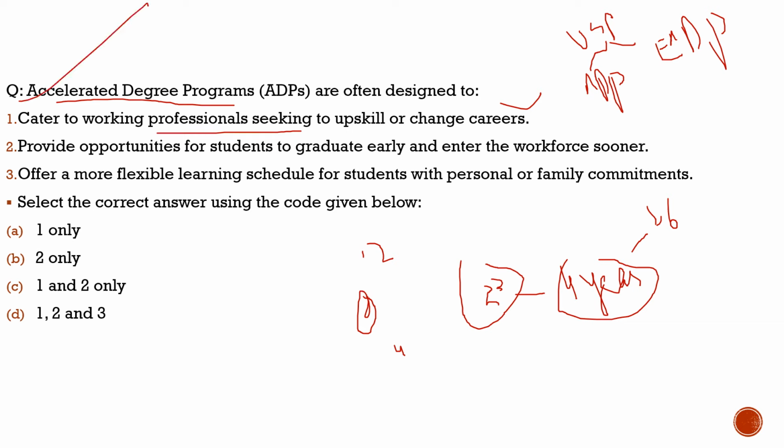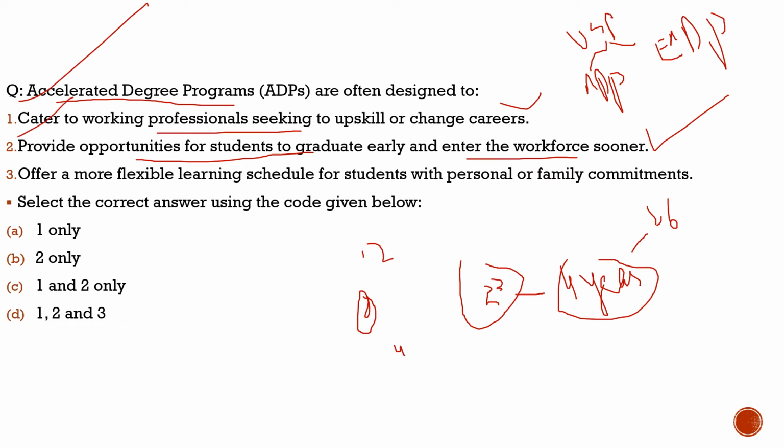Second statement, provide opportunities for students to graduate early and enter the workforce sooner. 100% correct. There are families who are very much dependent on their children because they give them education so that they can earn. And they have to wait these years first to do their BTech, then go for the masters, or do their honors, then go for the masters. It is very time consuming, there is a huge burden on the family, and once such a burden is on the child, he gets depressed. If he is able to complete this course in 2 years, he will be available for the workforce sooner. So this statement is also correct. Nothing wrong with this statement either.